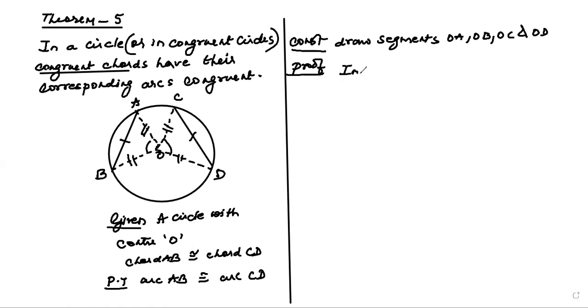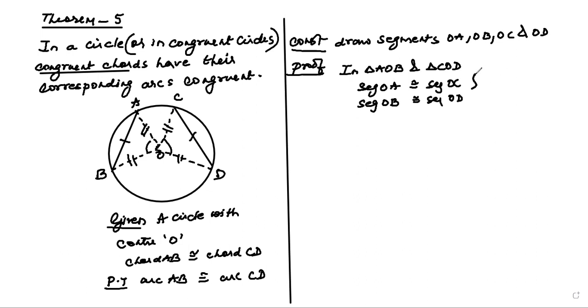In both these triangles, you can see, children, they are congruent, triangle AOB and triangle COD. देखो बराबर. Don't you agree? Segment OA, ये triangle का segment OA और ये triangle का segment OC, तो आपस में congruent है. वैसे ही segment OB और segment OD ये भी आपस में कॉन्ग्रेंट है. काहे के लिए? क्योंकि रीजन radii of same circle.